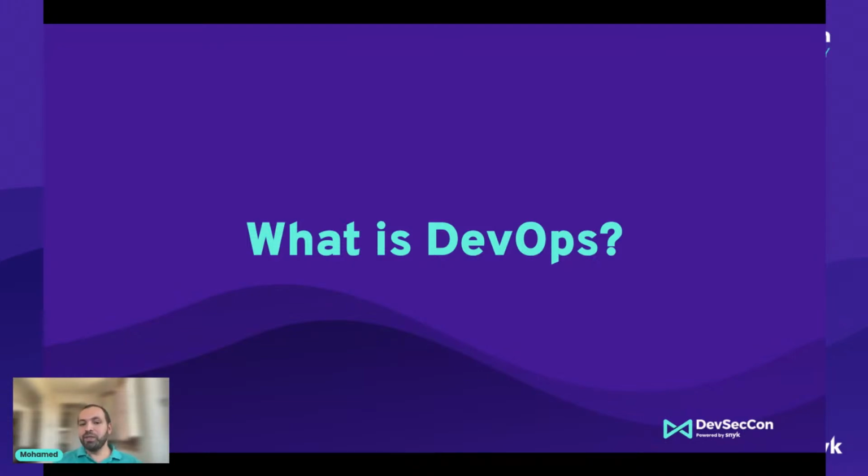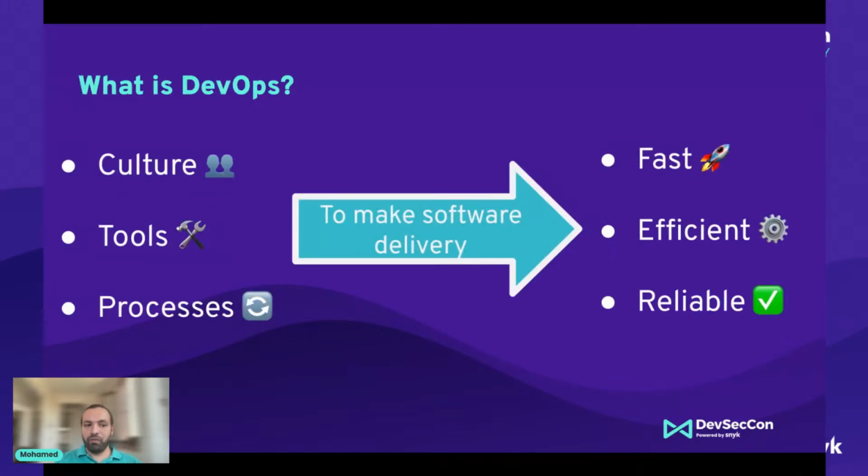And this takes me to the definition of DevOps that I prefer, which is a set of culture, tools, and processes to make software delivery fast, efficient, and reliable. And I want to focus on the goal here, which is fast, efficient, and reliable. Instead of having one deployment per week, we want to have multiple ones per day if we can. We want to reduce the effort needed per deployment. So instead of doing it manually, we just click a button and track the deployment.